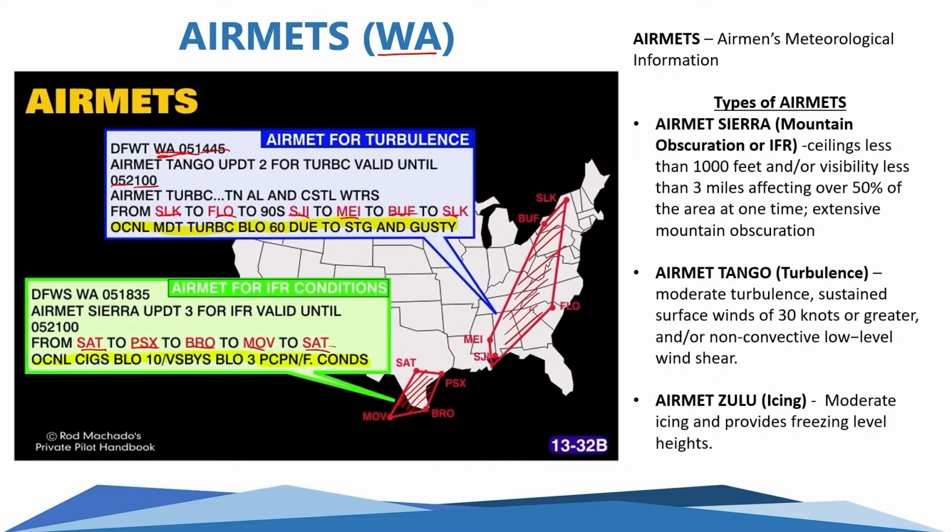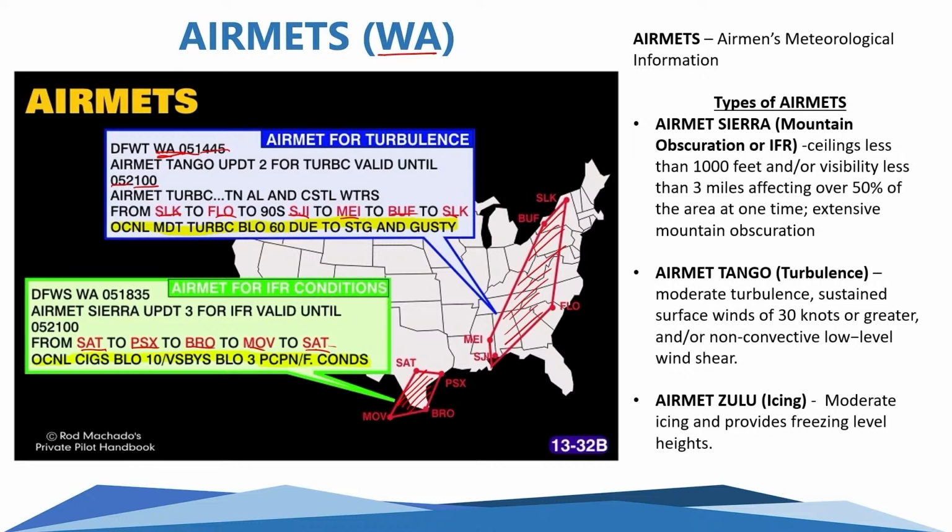AirMet Tango is for turbulence, so this would be issued for moderate turbulence, sustained surface winds of 30 knots or greater, and/or non-convective low-level wind shear. Remember, low-level wind shear is wind shear that occurs within 1,000 feet AGL, and non-convective means it's not dealing with any type of convective activity, such as a thunderstorm. And then we have AirMet Zulu, which is basically for icing. This is going to be moderate icing, and it also provides the freezing level in terms of heights. So it's also good information for you to have.